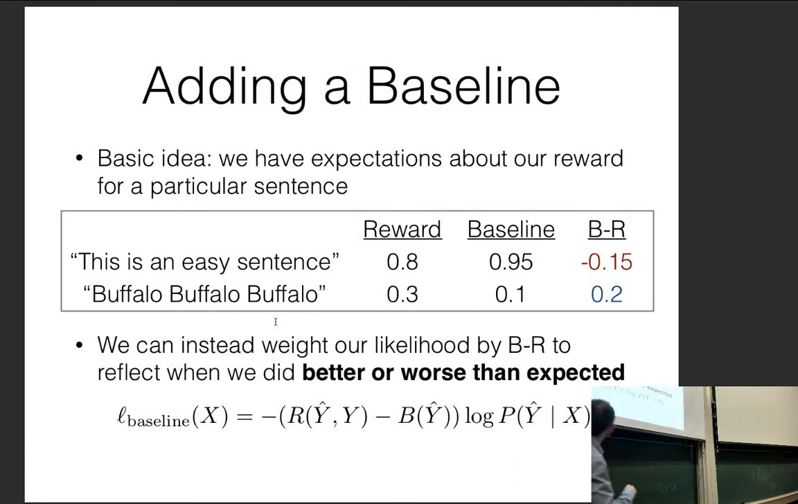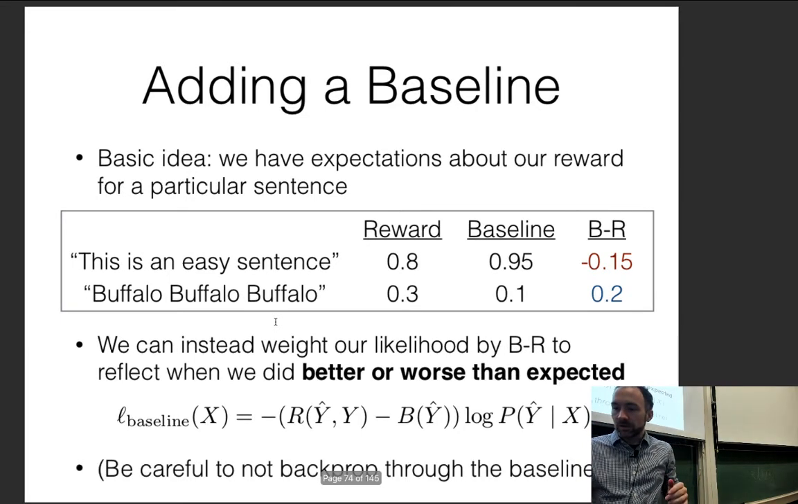And sorry, this is actually backwards. It should be B minus, wait. One of them is switched. It should be reward minus baseline. Yeah, so that's correct. That B minus R up there is wrong. Okay.